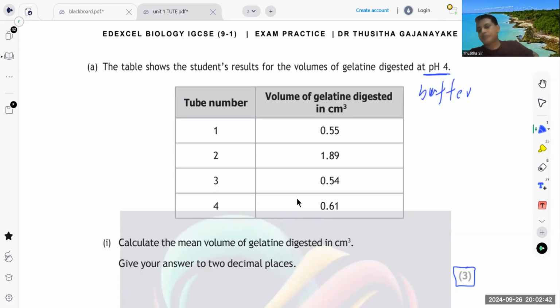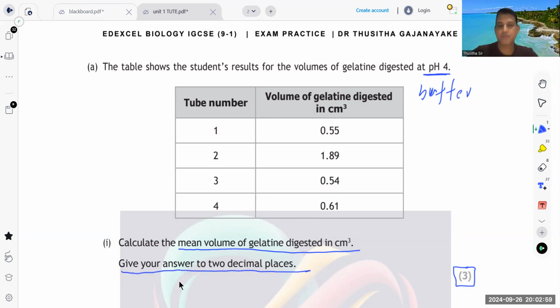Right, now I will give the answer, but I will give you a chance to calculate the mean volume of gelatin digested in cm cube. Give your answer to two decimal places. So it is already given in cm cube, so I will give it to two decimal places. First, you calculate and send me the answer through chat. You can use your calculator to calculate the mean value.